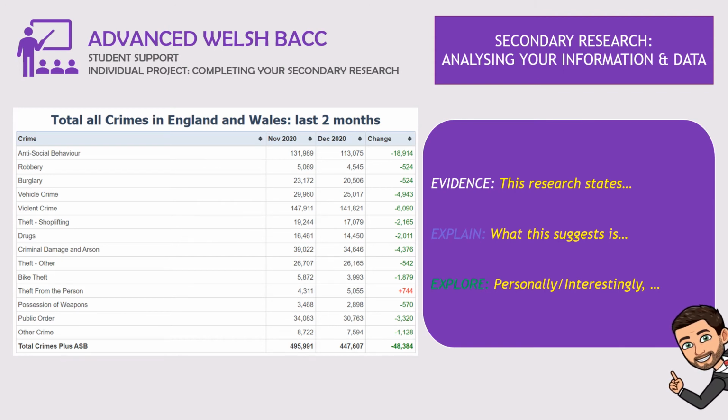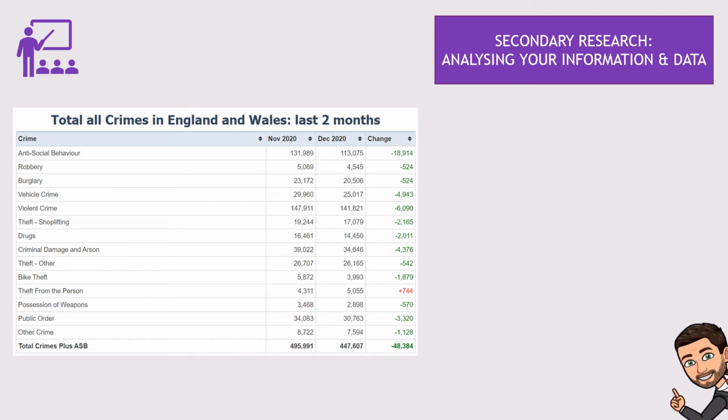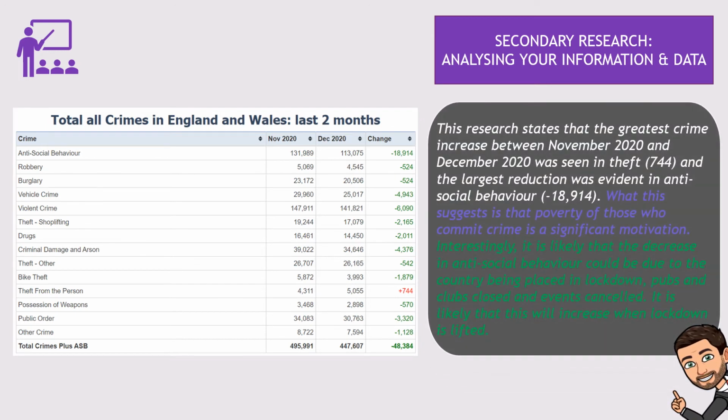I'll give you an example of how you might do that. As you can see, we've got an example there, and the green gives an idea of a contextual reason why the data is indicating what it is, where it talks about lockdown. Now, as I said before, the explore part is flexible. What you explore is entirely up to you, but it's got to be relevant to your project and relevant to your research. So the example there has evidence, explain, explore.